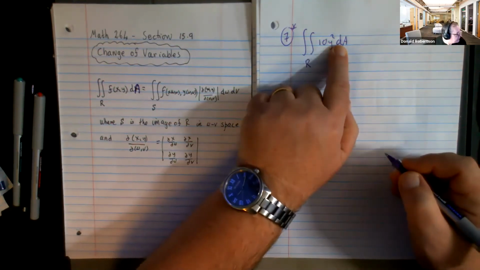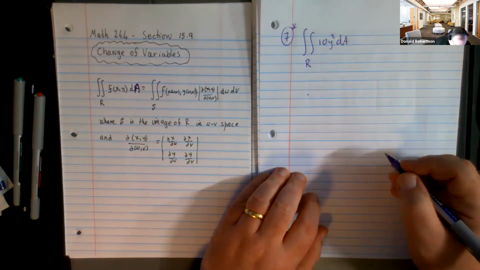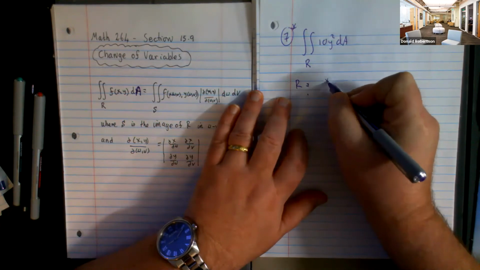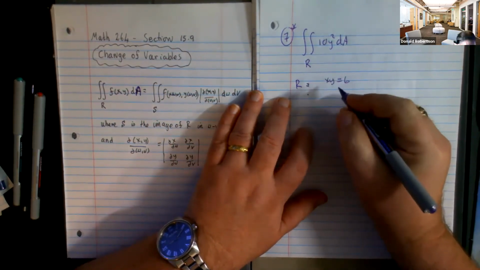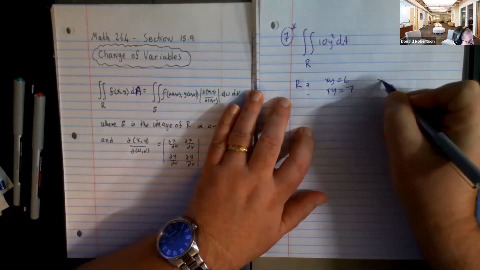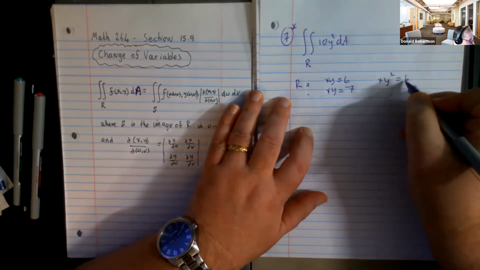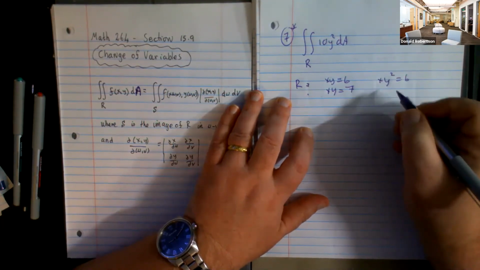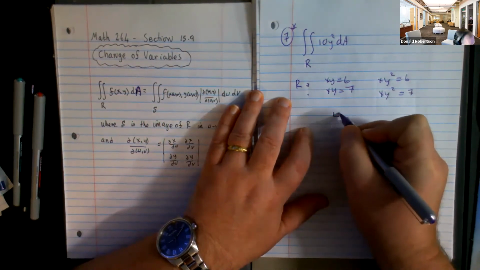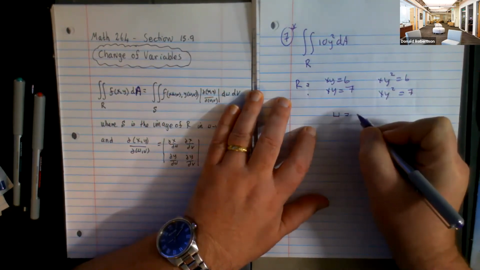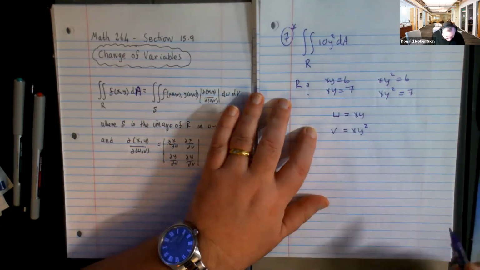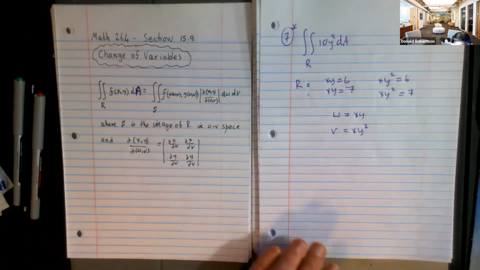So this fella, and what we are told is that the region R is bounded by xy is 6, xy is 7, xy squared is 6, and xy squared is 7. We're also given that u is equal to xy and that v is equal to xy squared. So we're pretty much given everything on a plate here.